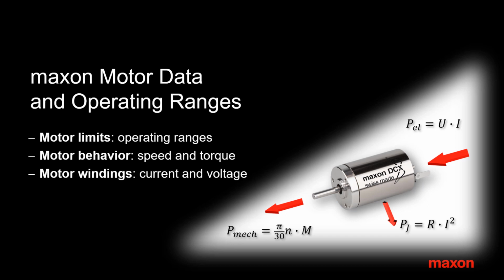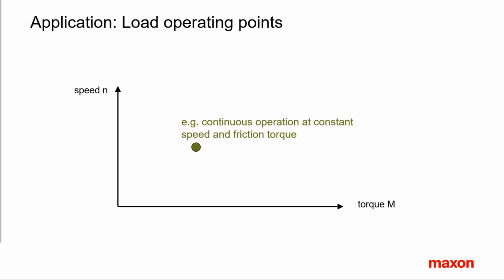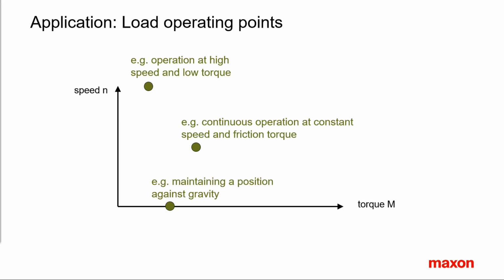However, we start with considering the requirements imposed on the motor by the application task. Essentially, for a given application, the motor is required to run at certain speeds and deliver a certain amount of torque. In our standard diagram with motor speed as a function of torque, this can be represented as points of operation. For example, a constant operation at a given torque and speed. There might be an operation point at higher speed but at lower torque, or maintaining a position against some external force at 0 speed, or accelerating a mass inertia, which usually needs the highest torque.